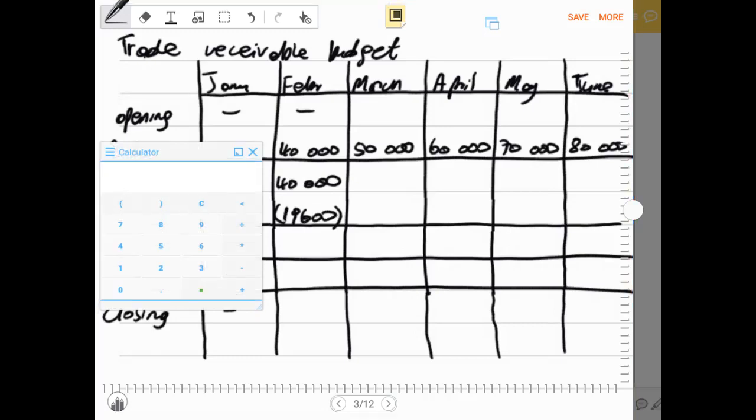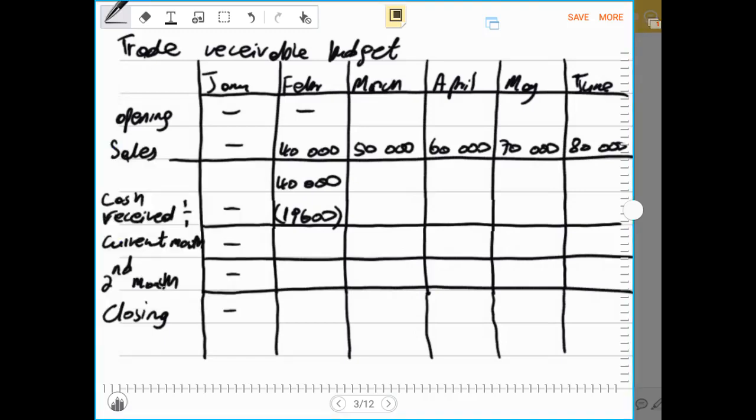Then the other half now, which is another 20,000, only 95% of that will be received. Times by 95, divide by 100, and if it's 95%, 20,000 times by 95 over 100. If we only receive 95% of that, it means only 19,000 will be received in the next month. So now that is 19,000 here, received in the next month, and 19,600 received here.